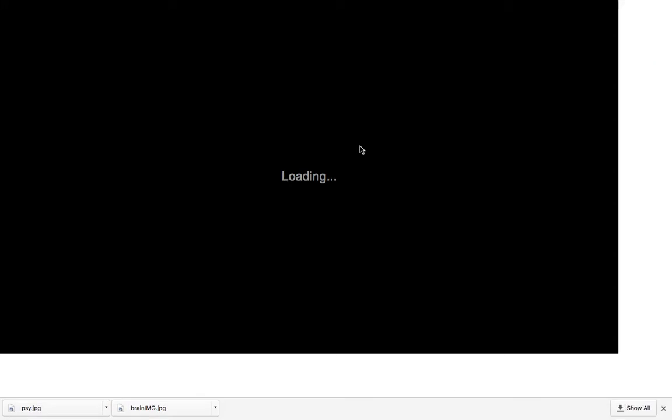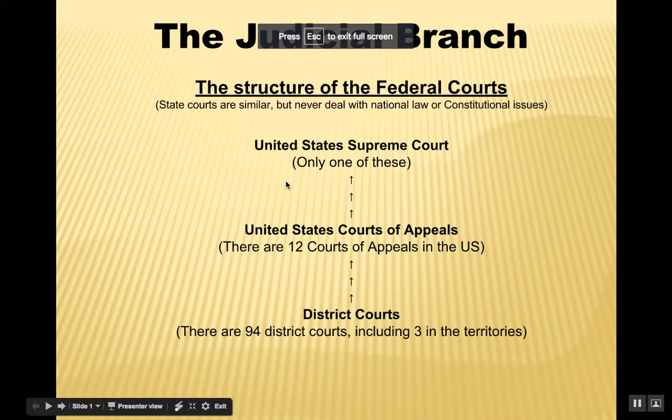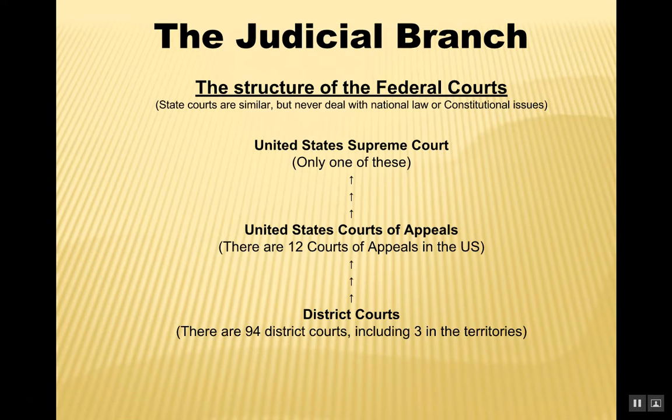Alright, so for today, I wanted to give you a bit of an introduction to the judicial branch. This component is actually also going to be broken up into two sections. This is going to be section 1, of course. And section 1 will really mostly talk about the structure of the judicial branch and how the different levels of courts all sort of relate to one another. So let's just go ahead and jump right in.